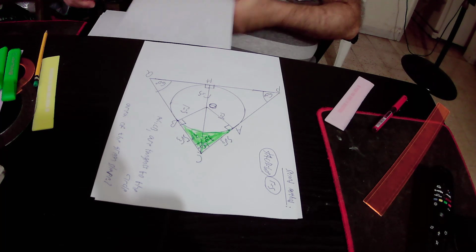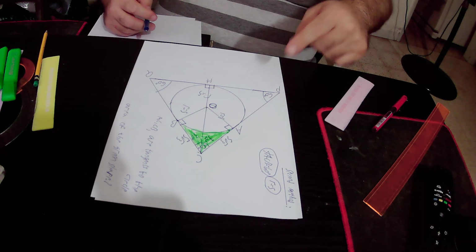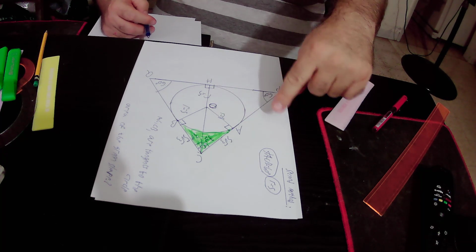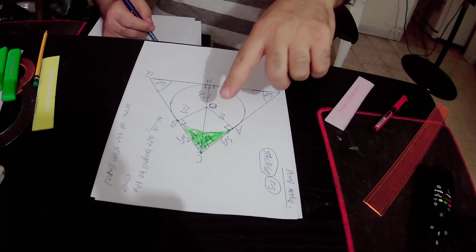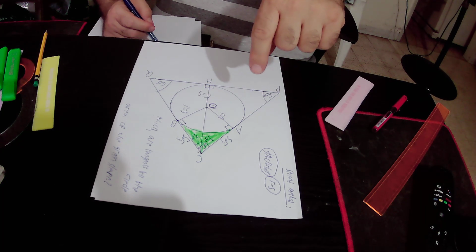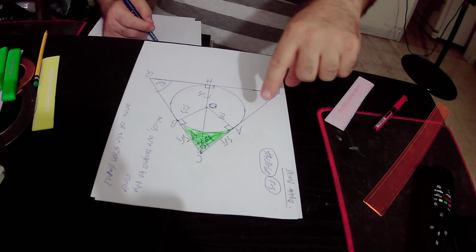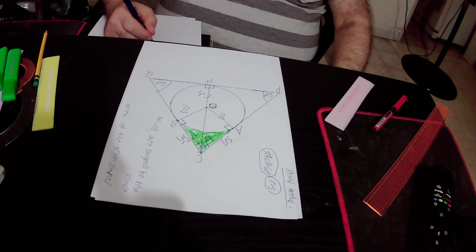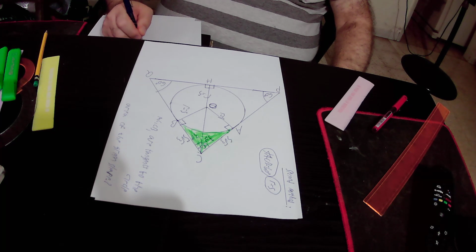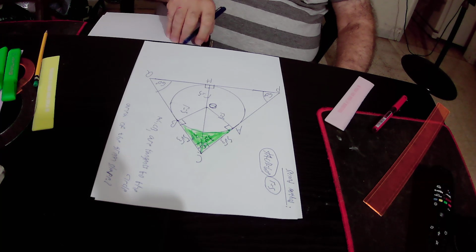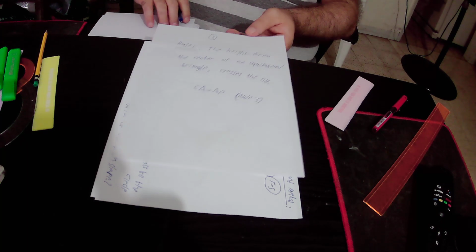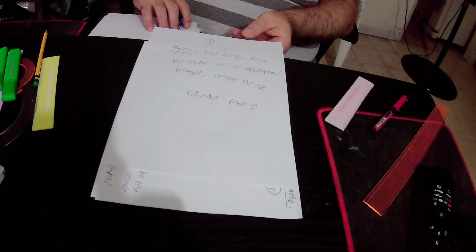That is to say, according to rule number 5, CA equals to AP, because the height divides the sides to two equal parts. Therefore, CA will be equal to AP. CA equals to AP according to rule number 5.